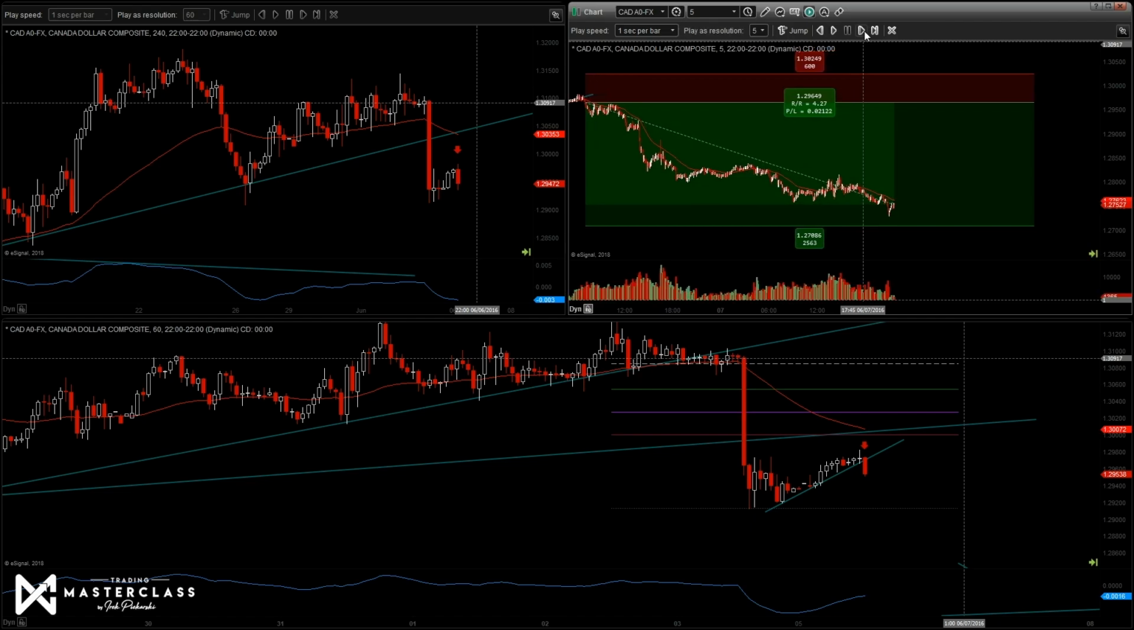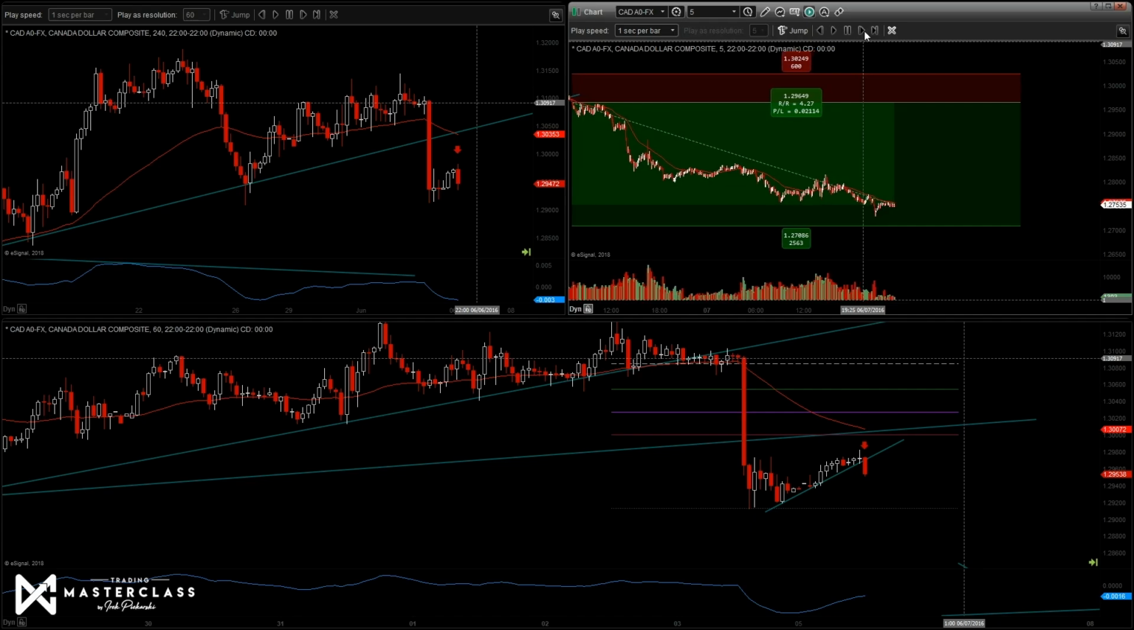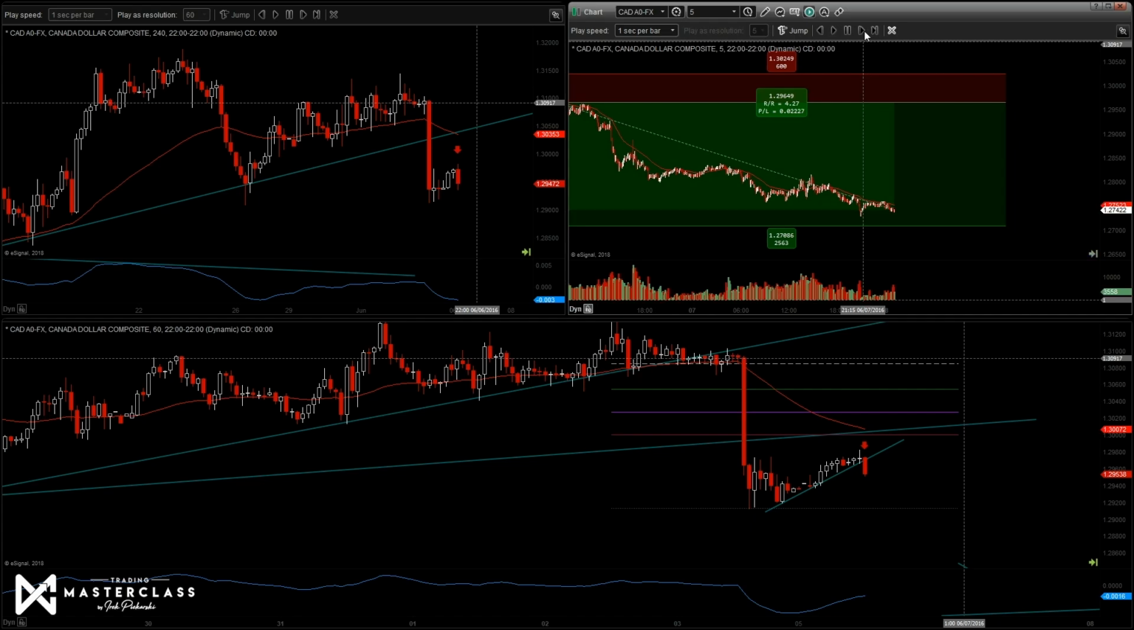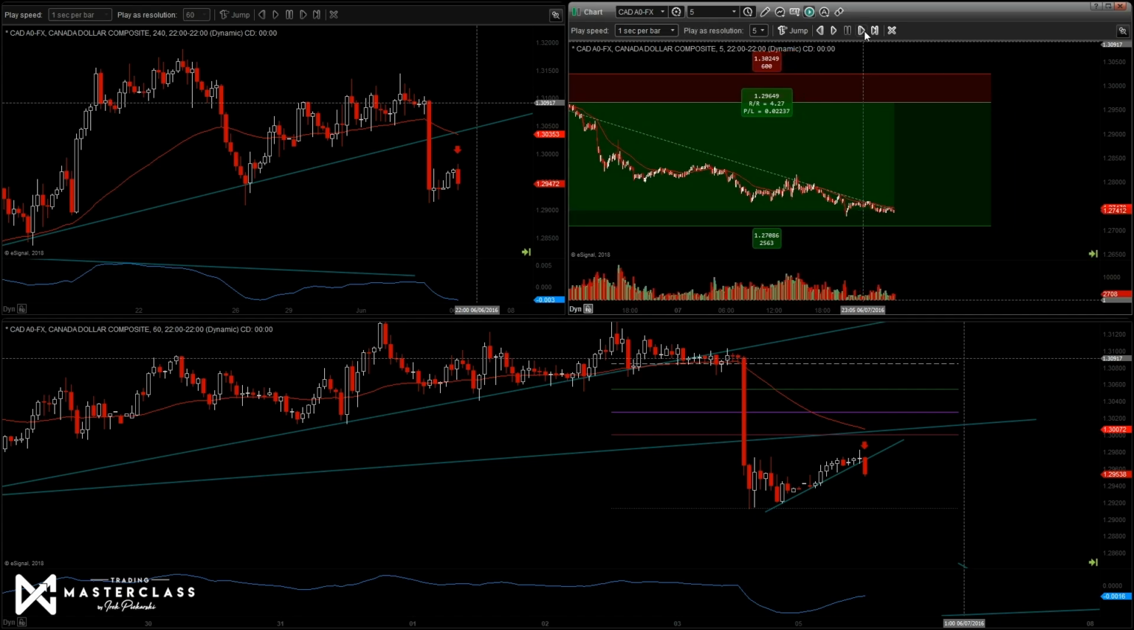And here we go, almost at target. Well, not at target, almost at the entry where I exited, right? So we're almost at that exit. And I'll show you exactly why I exited when I exited, okay?